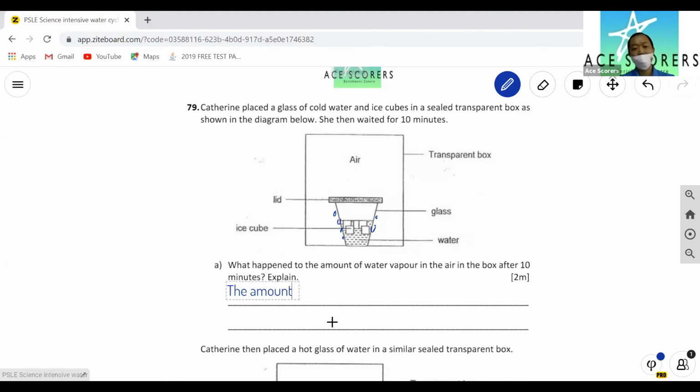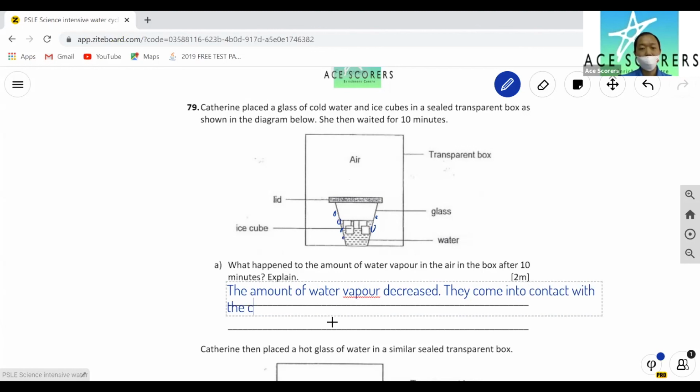The amount of water vapor decreases. Why? Because it comes into contact with the cooler outer surface of the glass, loses heat and condenses into water droplets. All right.